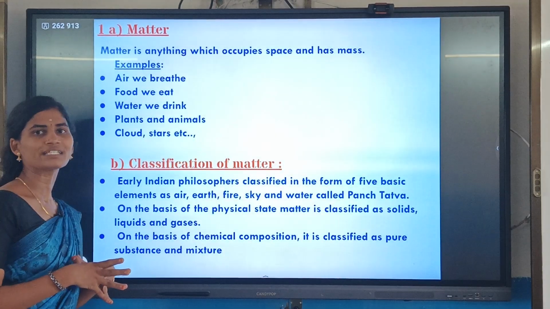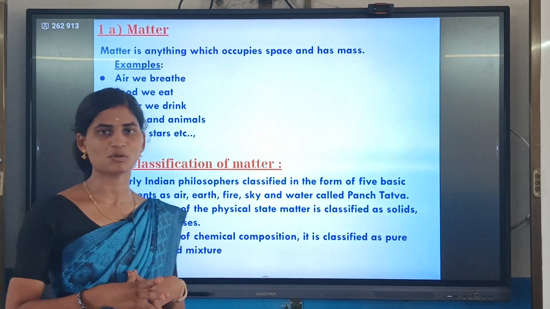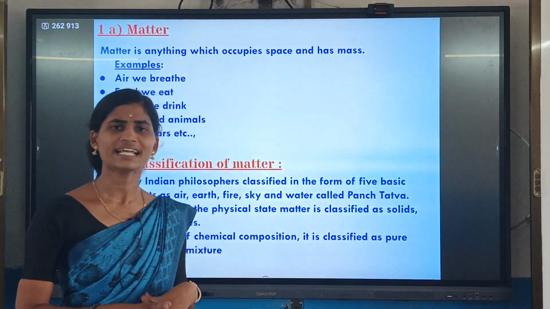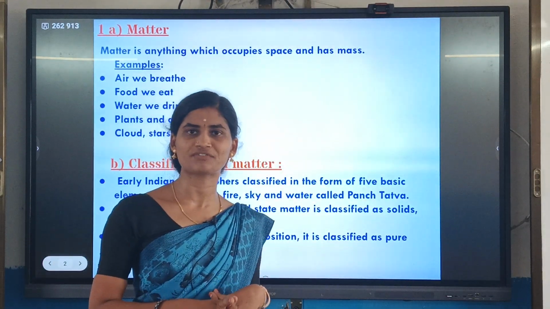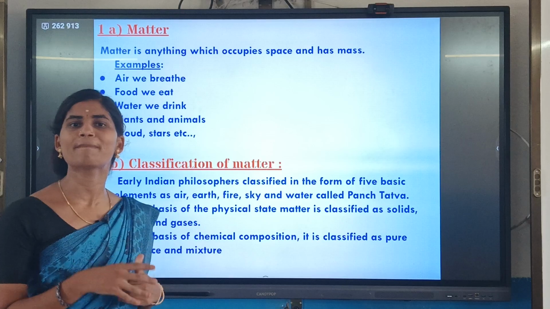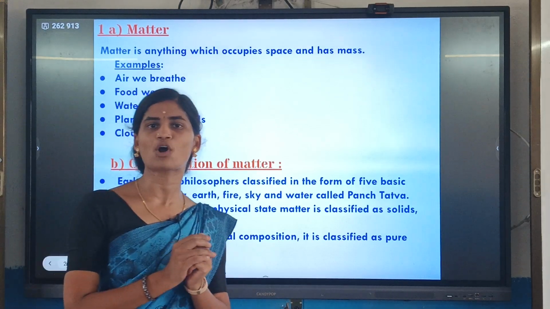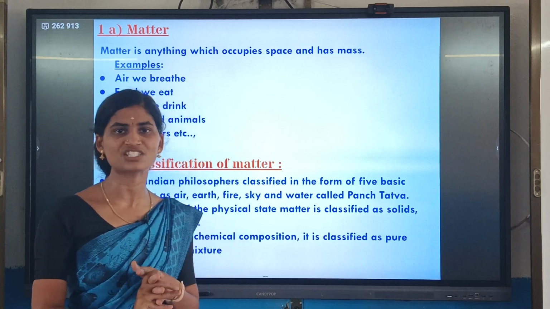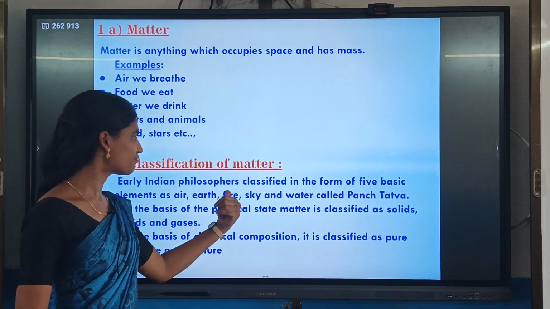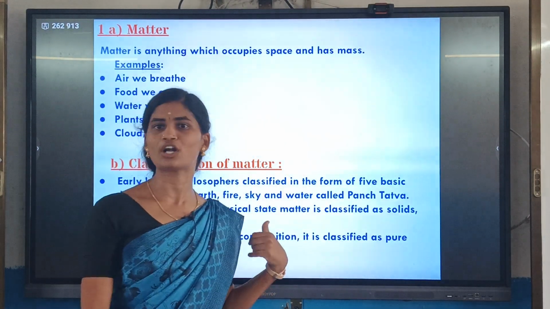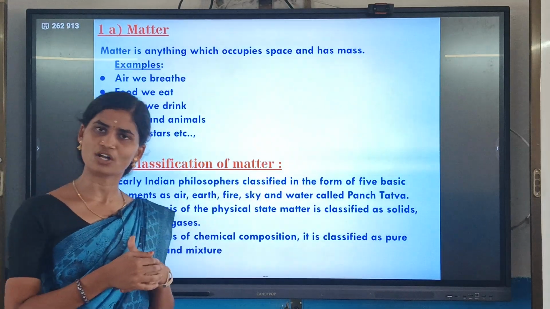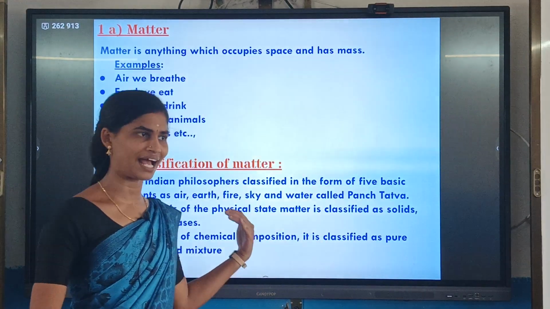Okay. And then we move on to the classification of matter. In ancient times, our Indian philosophers classified matter on the basis of elements. That is called Pancha Tattva, in Tamil Pancha Bhudangal. Air, earth, fire, sky and water are the Pancha Tattva. Greek philosophers also accepted the same kind of classification.